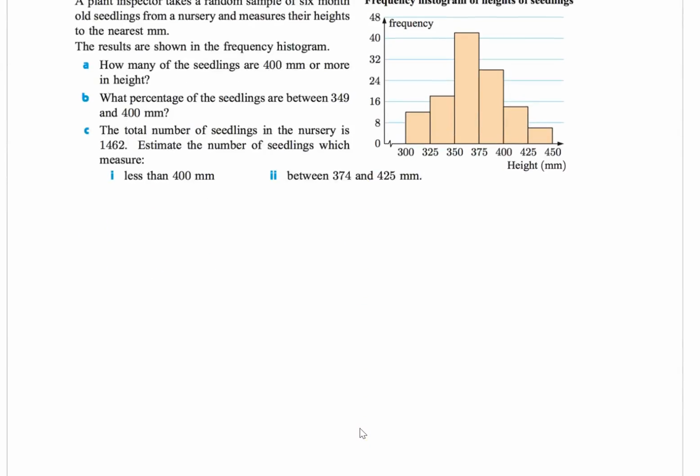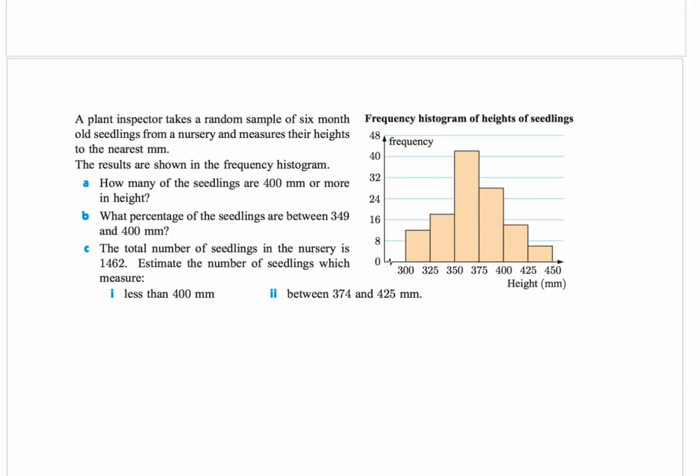Final example. So right here, in this one, the plant inspector takes a random sample of 6 month old seedlings from a nursery and measures their heights to the nearest millimeter. The results are shown in the frequency histogram. So again, it's continuous data because it's all connected. I'm not going to do this one detail by detail, but I'll just talk about it. How many seedlings are 400 millimeters or more in height? Well, let's look at the graph here. So here's 400, right? So it's all those. I'm going to have to estimate it. It looks like 14 plus 6, so I'll say about 20. That's an estimation.